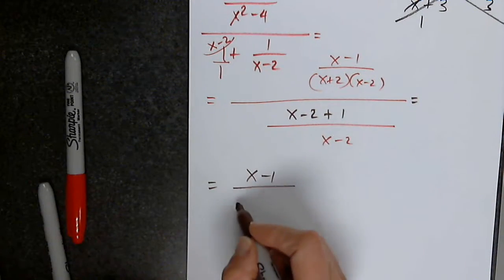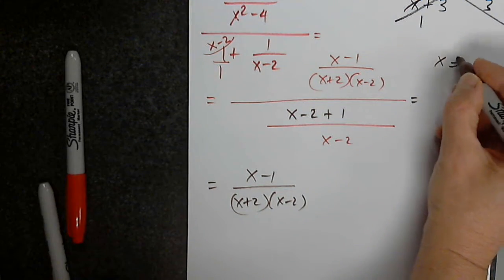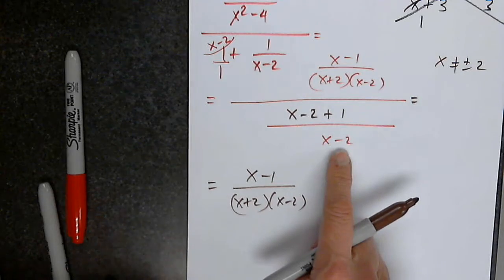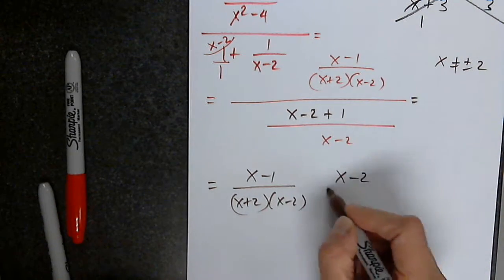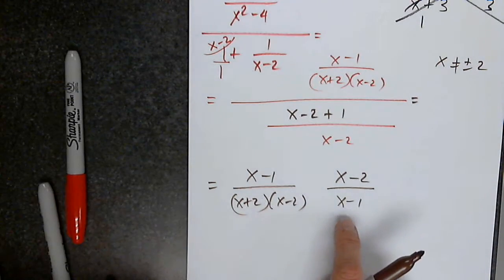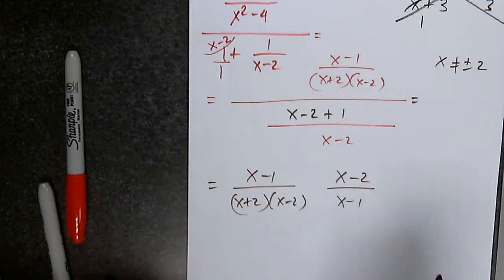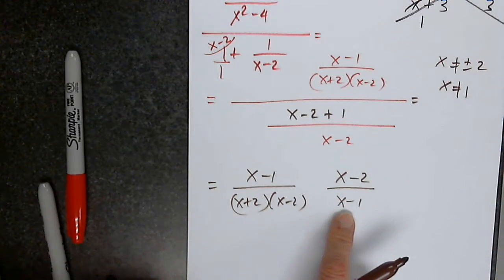So x minus 1 over x plus 2, x minus 2, writing only two restrictions for now, plus or minus 2 from here, and plus 2 from here. This becomes x minus 1, I have to flip it, so x minus 2 over x minus 1, because this is the fraction x minus 1 over x minus 2, and I flip that. I have to add one more restriction because I have a new denominator that I did not have before. I did not have x minus 1 before.